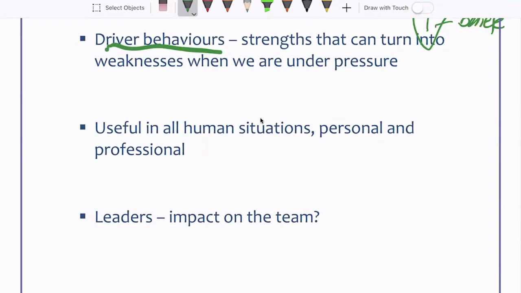I do focus quite a lot on leadership when I work with organisations. I do work with teams as well, but I'm always wanting to point out that if a leader isn't grounded in an organisation, and let's face it, leaders have a lot on their plates too, if they're not in a grounded place, then the danger is that they are now in their driver place and they're causing problems within the team.